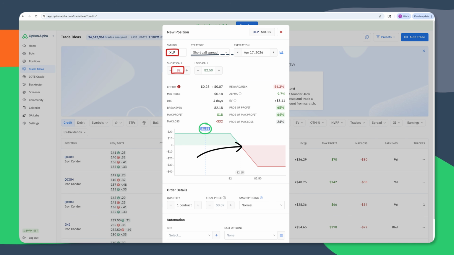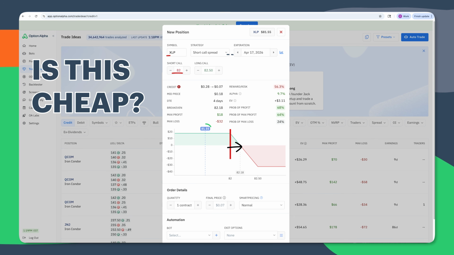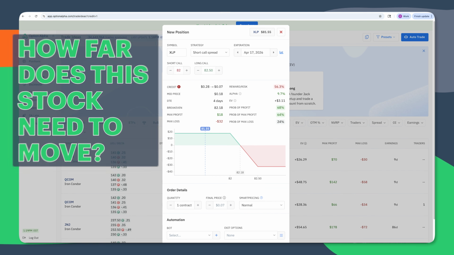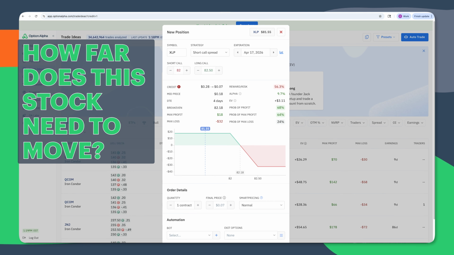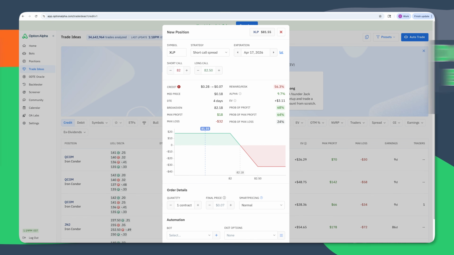Now, here's the important part. That strike, 82, is the line in the sand. So the question isn't, is this cheap? The question is, how far does this stock need to move? And do I have enough time? In this case, XLP only needs to move about 45 cents higher to start hurting this trade. That's not a huge move, and I only have 4 days. So now I'm thinking in probabilities, not guesses.